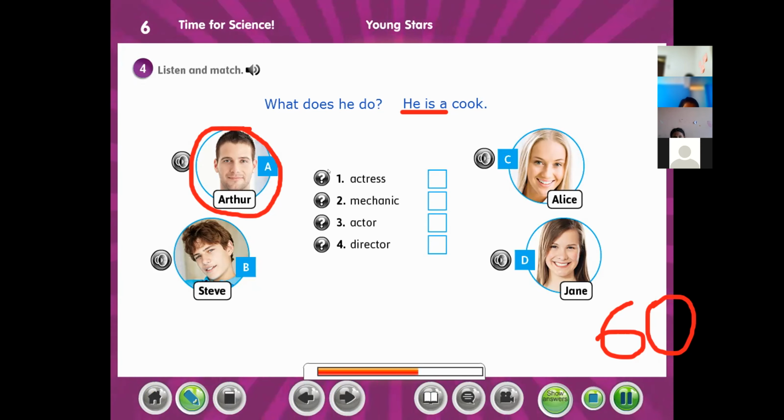3. Alice surprised her parents when she told them she wanted to do this job, but they didn't stop her. They helped her, and now she is very successful. She loves fixing cars. She fixes her father's car too. 4.